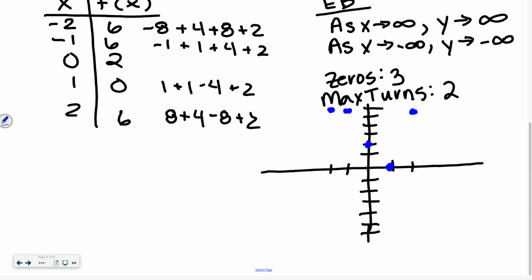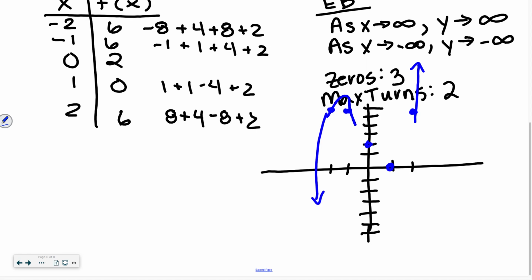Okay. Everybody okay with my 5 dots? Okay, now, putting this together in your brain is the hardest part. So, I use my end behaviors. What's it doing on the right? Up. So past this last point, it needs to be going up. What's it doing on the left? Going down. So past this point, it's going down. In the between part, I can have 3 x-intercepts and 2 max turns, but I gotta get through those other points. So I'm going to do something like this.